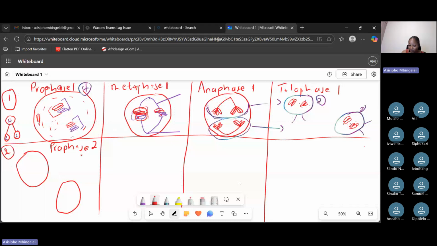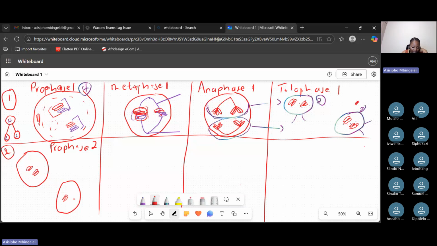Now, how many chromosomes did we have in each cell in telophase 1? We had 2 replicated chromosomes. So there's your replicated chromosome. This is the first one, and this is the second one. This is the first one, and this is the second one.